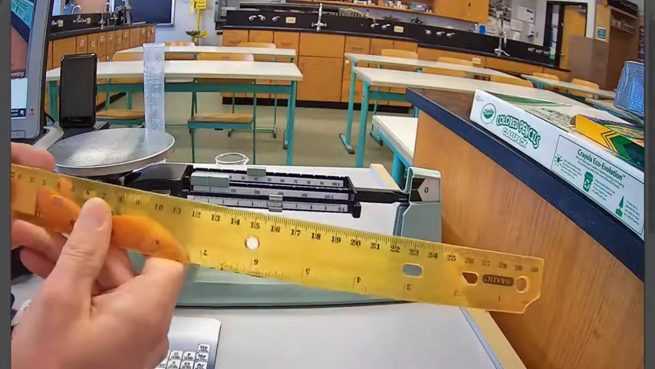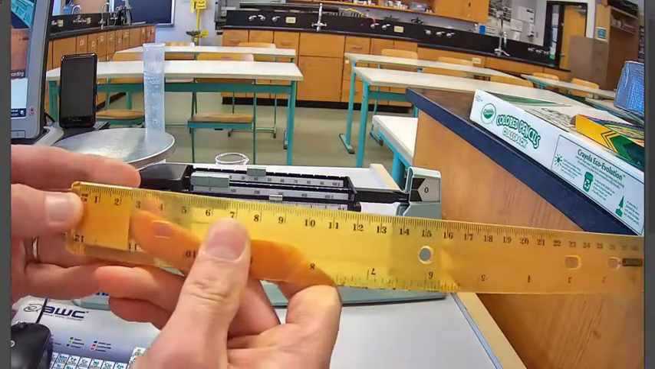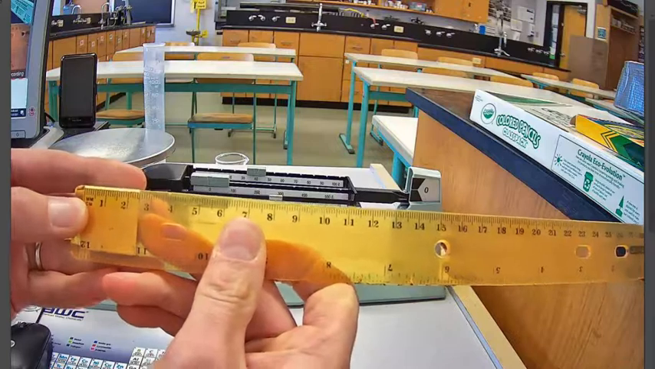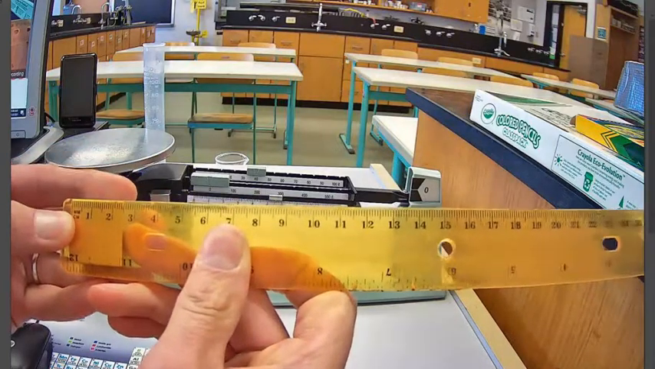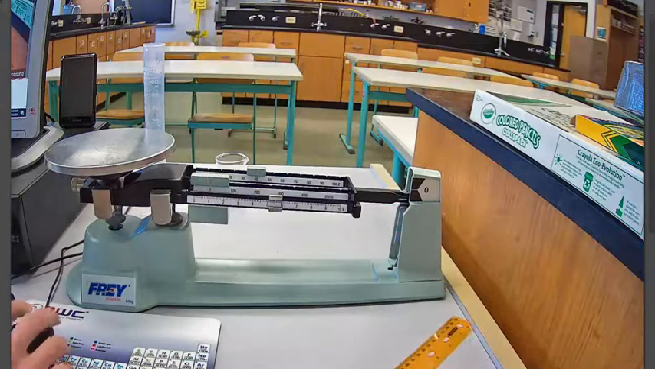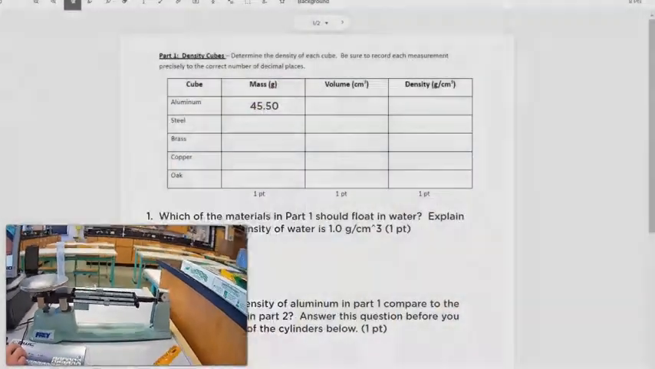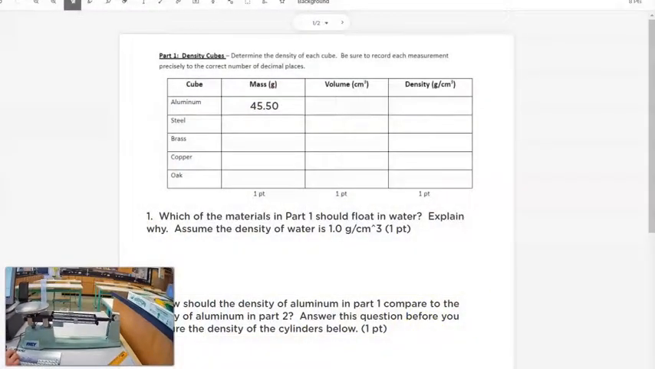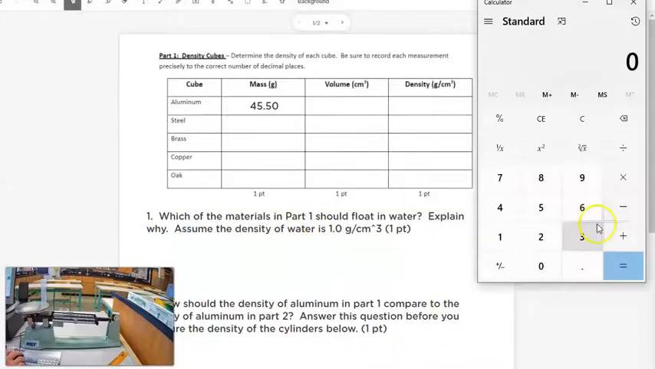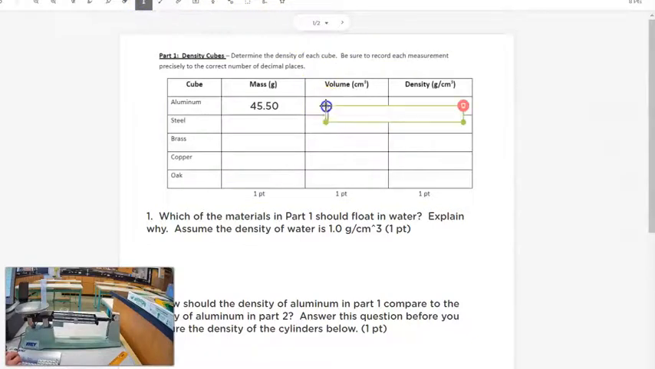I'm going to make sure I'm using the centimeters portion of the ruler. It looks like I have one side is going to be 2.4 centimeters. So that means I'm going to need to multiply 2.4 times 2.4 times 2.4. I'm going to get my calculator app up. So 2.4 times 2.4 times 2.4 is 13.824. I'm going to put that into the volume category, 13.824 centimeters cubed.